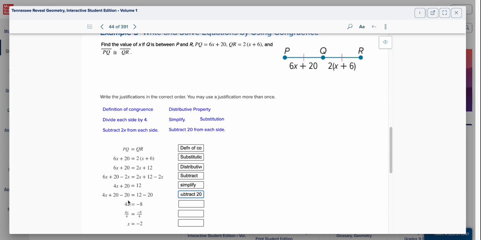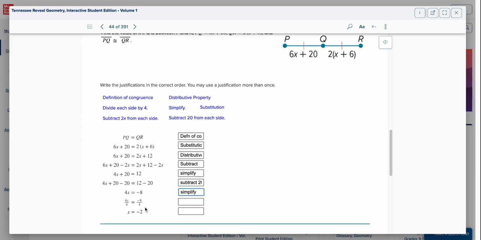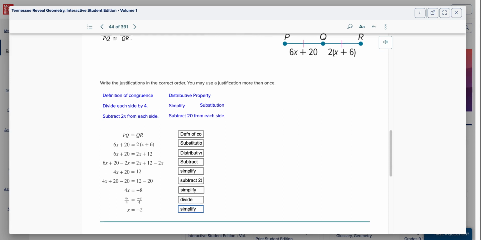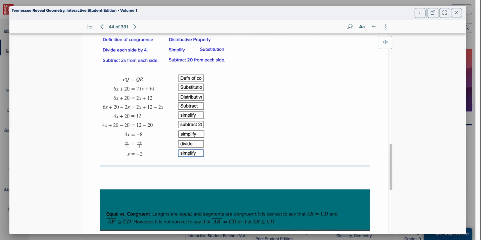All right. Then they combine like terms again. So I guess they're going to want me to use simplify. Again, I don't like the word simplify, but I'll go with it. Simplify. 4x equals negative 8. All right, next step. Oh, look at it. The opposite of multiplying by 4 is to divide by 4. So they are definitely dividing each side by 4. So divide. And again, they just simplified. Negative 8 divided by 4. That's going to be a simplify again. Simplify.